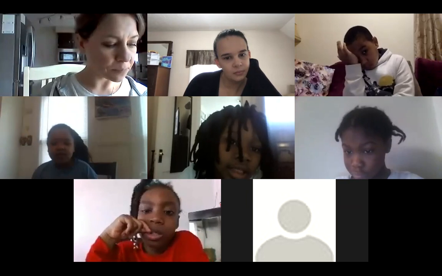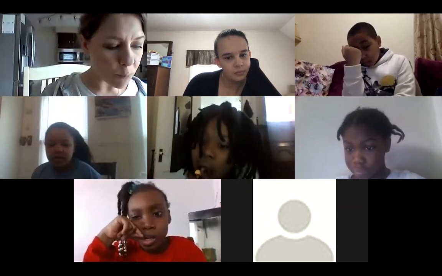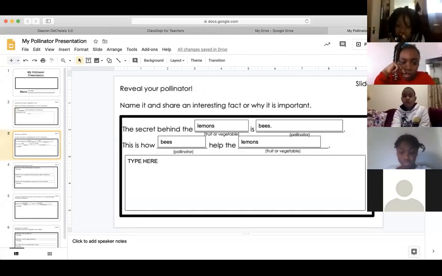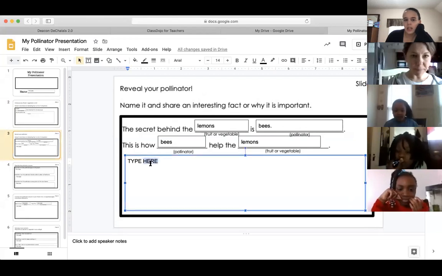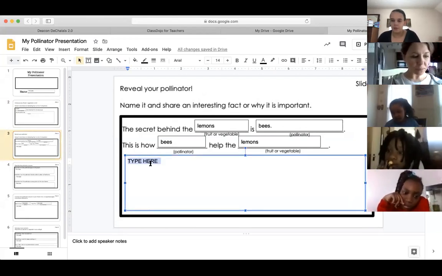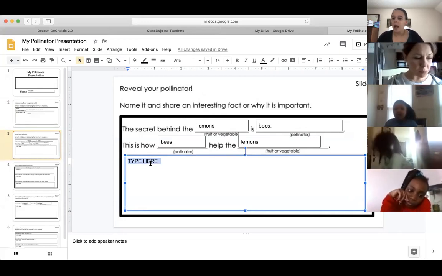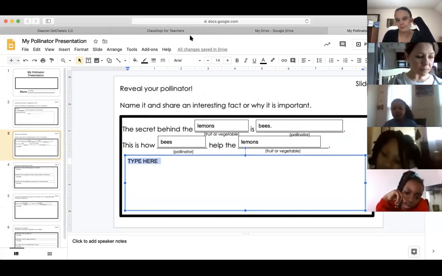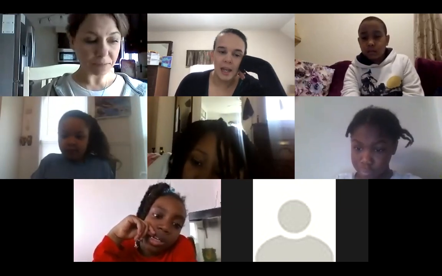In the two big boxes, the second one, what are we supposed to do again? This one? Yeah. So here you're going to explain how the bees help the lemons, or whatever pollinator and fruit you're writing about. So how do pollinators help the lemons grow? What do they do? Okay, does that make sense to you? Wonderful.